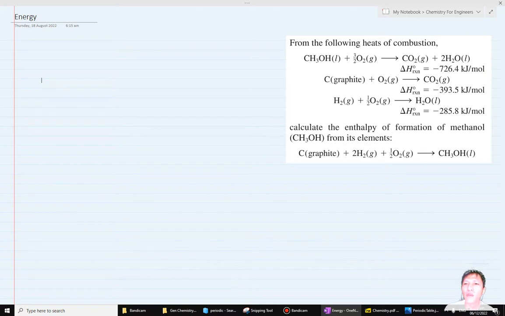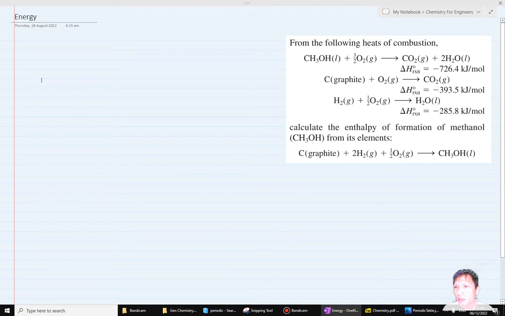For the following heats of combustion, you have chemical reactions. Then calculate the enthalpy of formation of methanol, CH3OH, from its elements. You have to sum all three reactions to get this final chemical reaction. So what you do is find the CH3OH, and you can find it here.